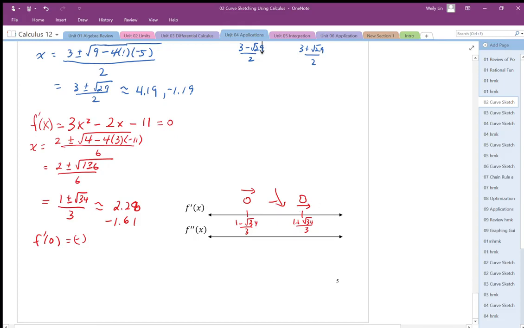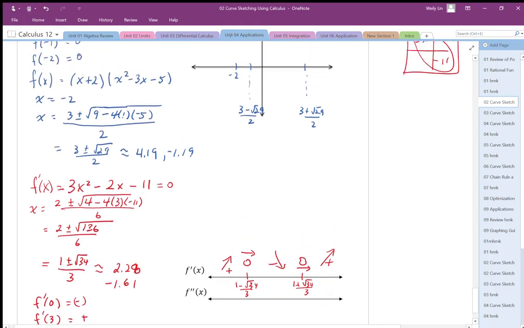So I'm going to choose x equals 3. My slope will be 27 minus 6 minus 7. That's going to be positive, okay, which was what I expect. And same with this other side. If I test f prime of negative 2, I'm going to get positive. Okay, so it's going to go up in here. So I've got a good idea what it's going to look like.